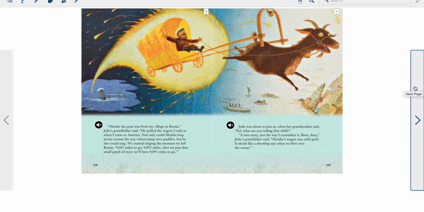Julie was about to join in when her grandmother said, "Sol, what are you telling that child?" "A true story, just the way I remember it, Rose dear," Julie's grandfather said. "Moishi's wagon was solid gold. It shone like a shooting star when we flew over the ocean."